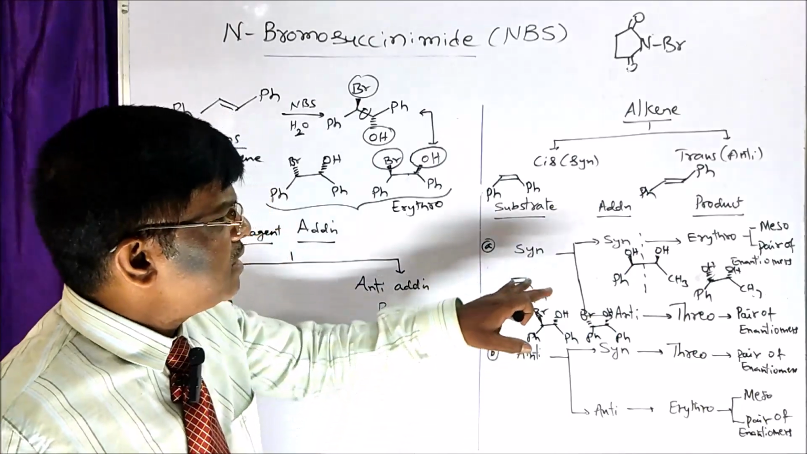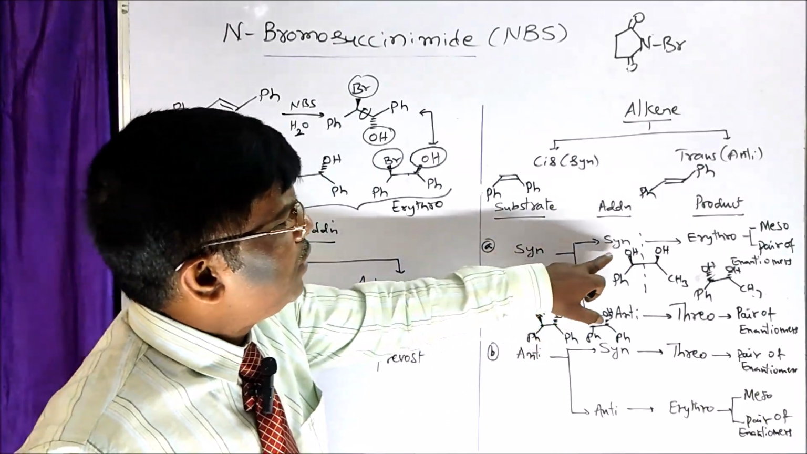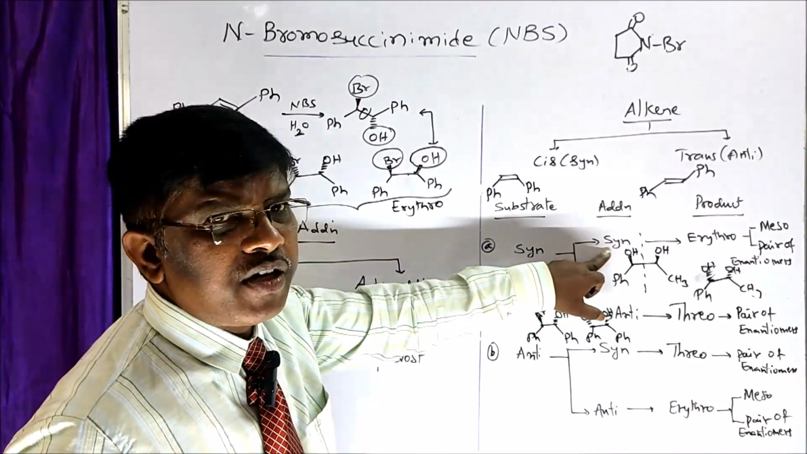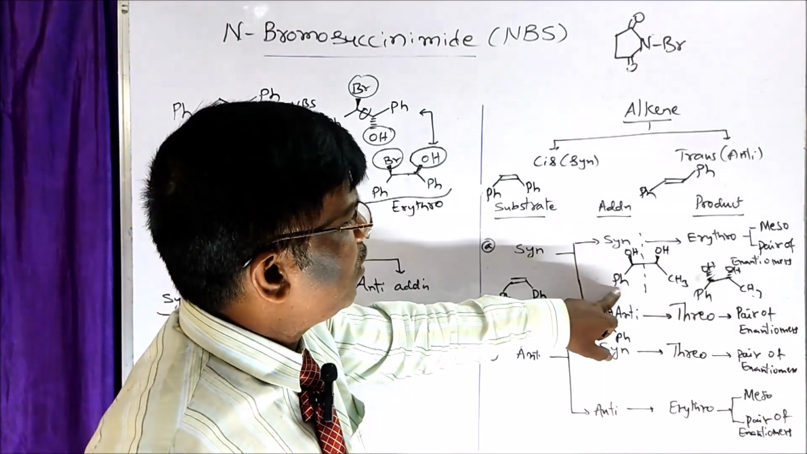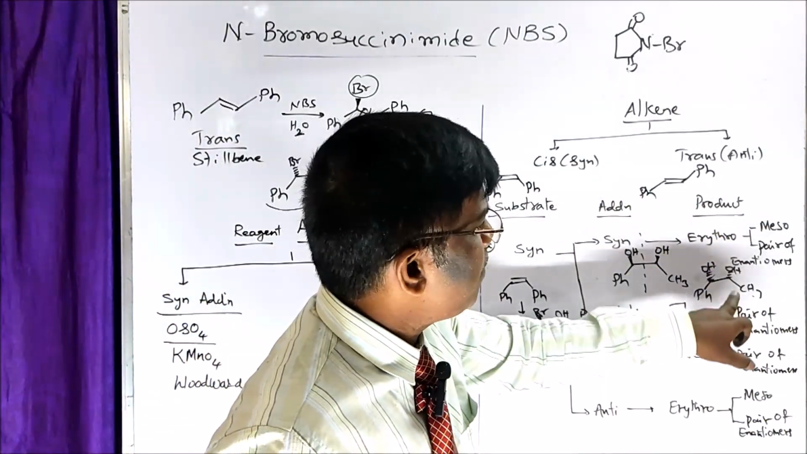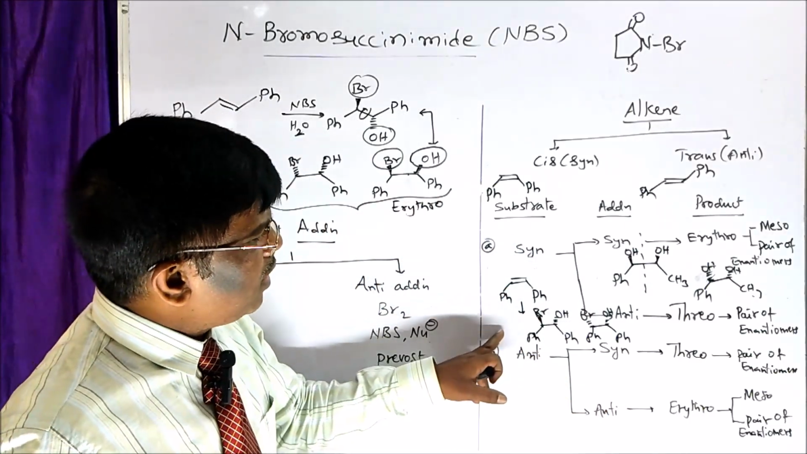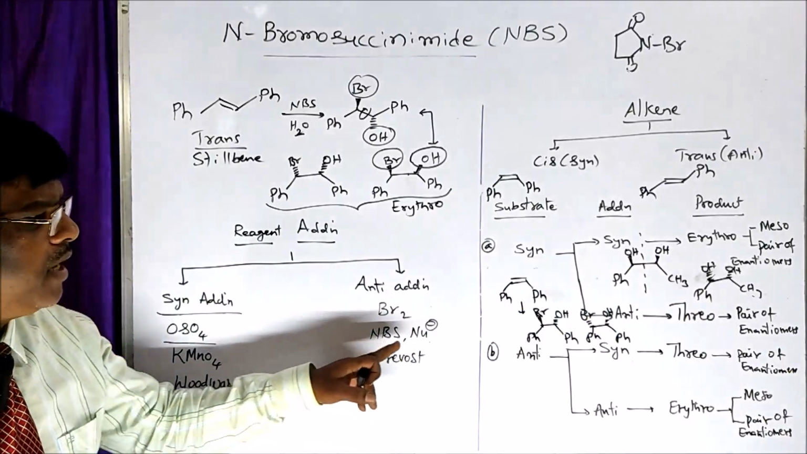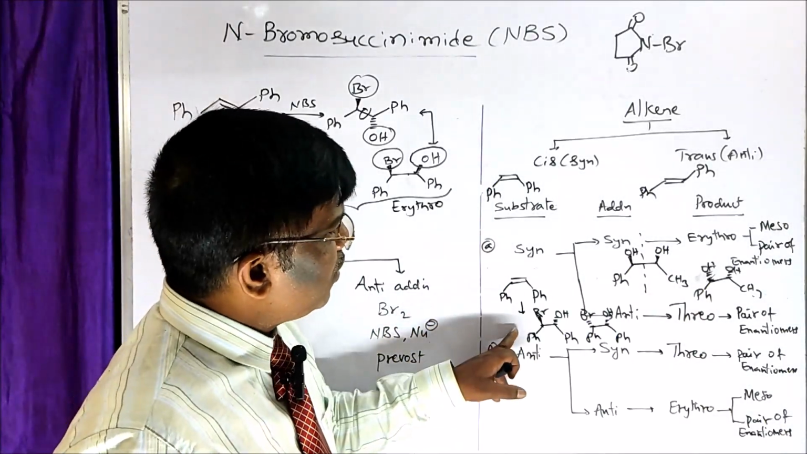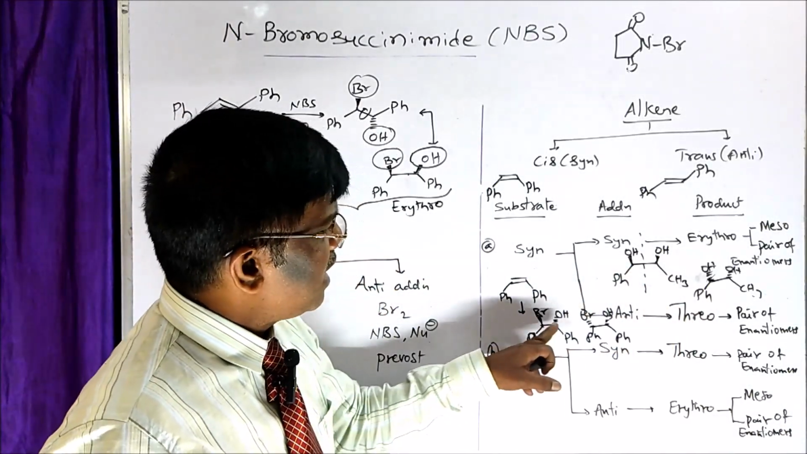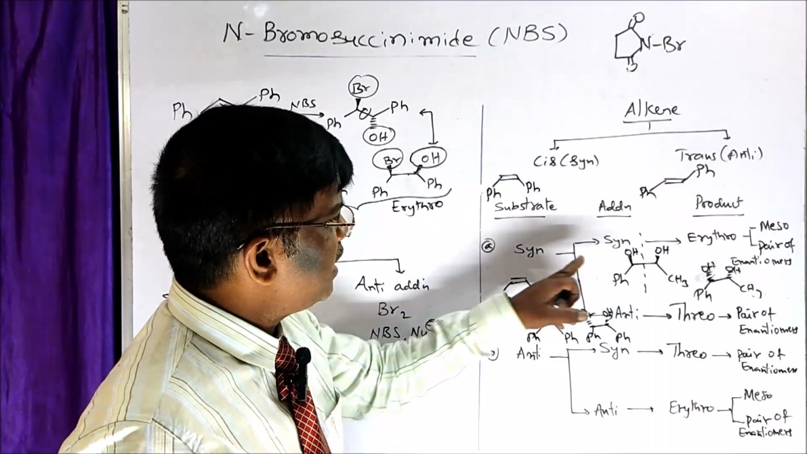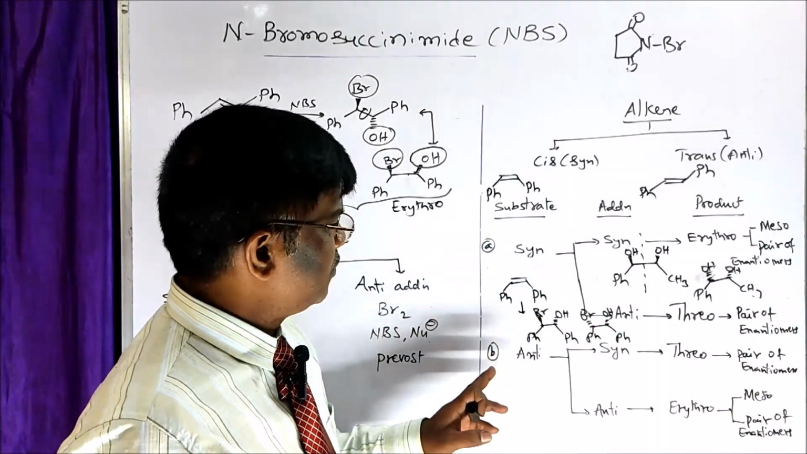So here phenyl, phenyl, here bromine, and here we can expect OH. These are a pair of enantiomers. It is very simple, students. Taking a syn starting material and doing syn addition like osmium tetroxide dihydroxylation, you are going to get a meso compound or a pair of enantiomers. If the starting material is syn, the same cis compound, and you do anti-addition, for example NBS with nucleophile, you are going to get a threo compound. Syn starting material, anti-addition, threo.